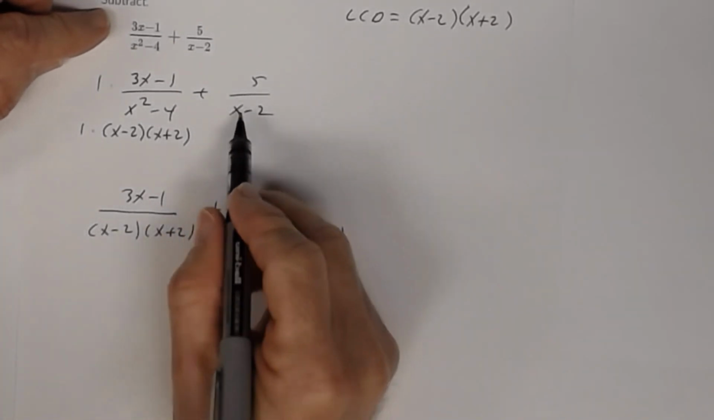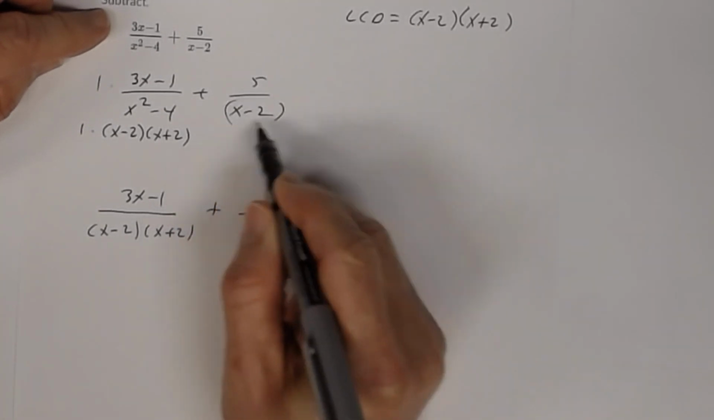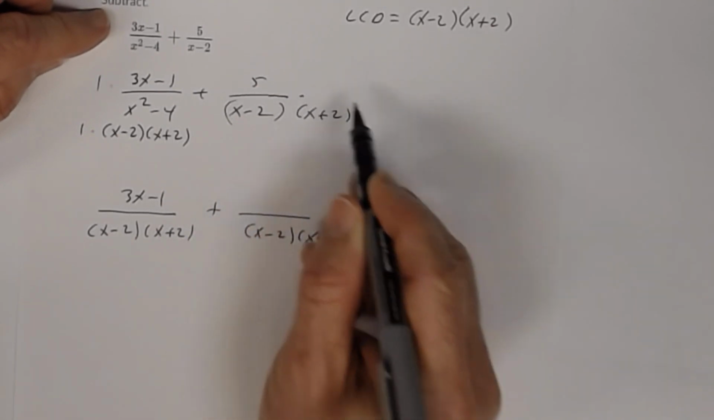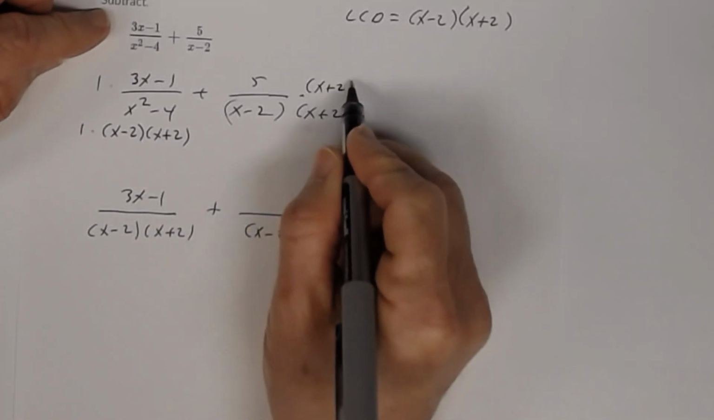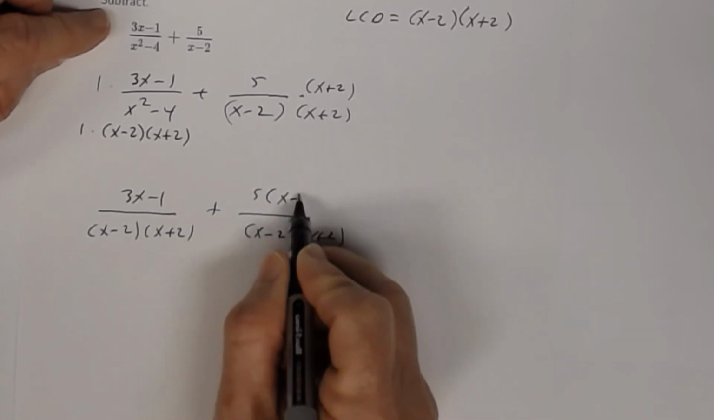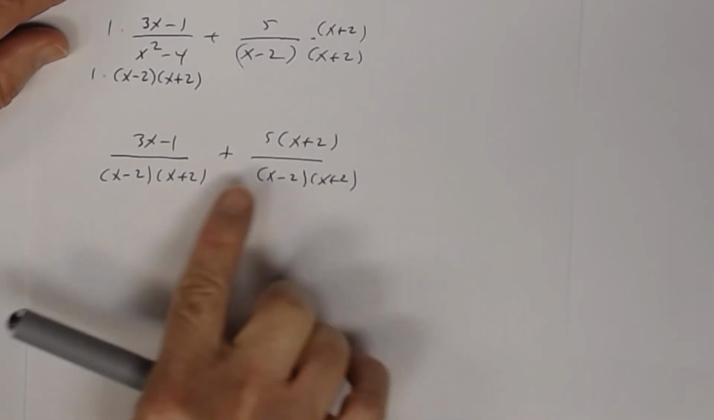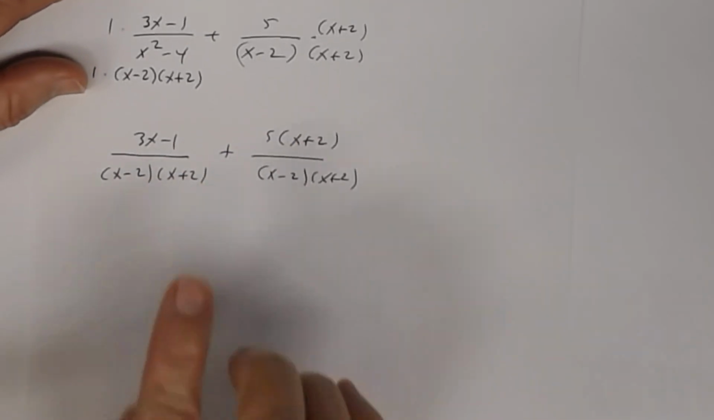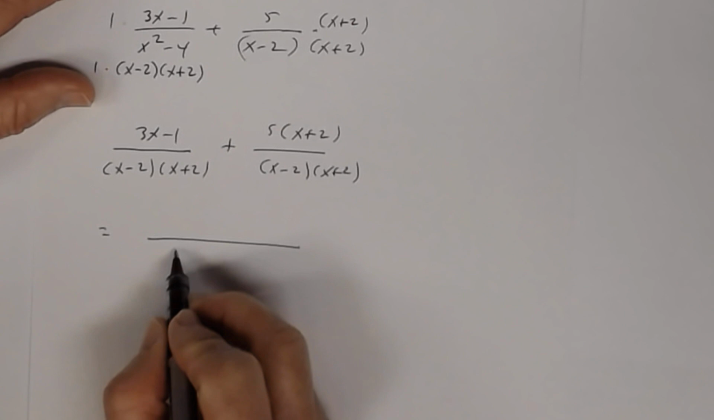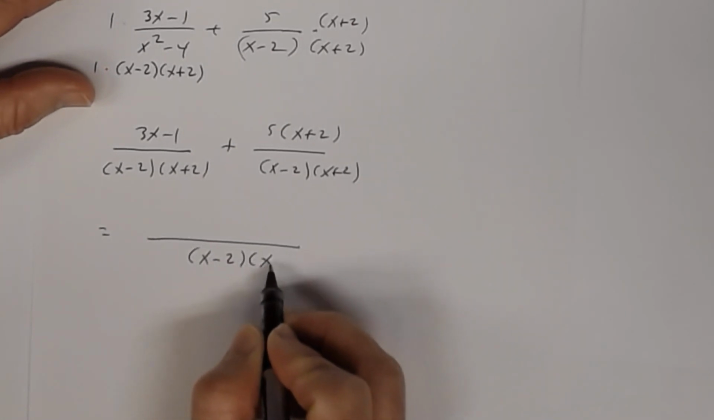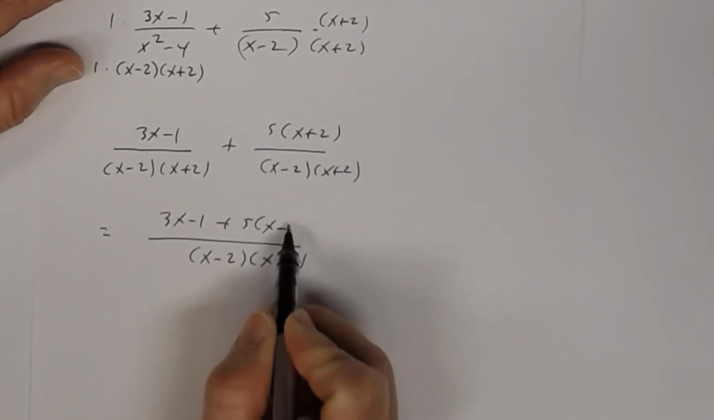Over here, though, I have an x minus 2 already, but I'm missing the x plus 2 here. So I've got to say times x plus 2. Once I multiply by x plus 2, this is now going to be the denominator, but what I do to the denominator, I do to the numerator. So this becomes 5 times x plus 2. All right, now once you write two equivalent fractions with the same denominator, those rational expressions have the same denominators. So now you can add the numerators together because you're adding here. So let me go ahead and write the denominator as x minus 2, x plus 2. And the numerator will be 3x minus 1 plus 5 times x plus 2.